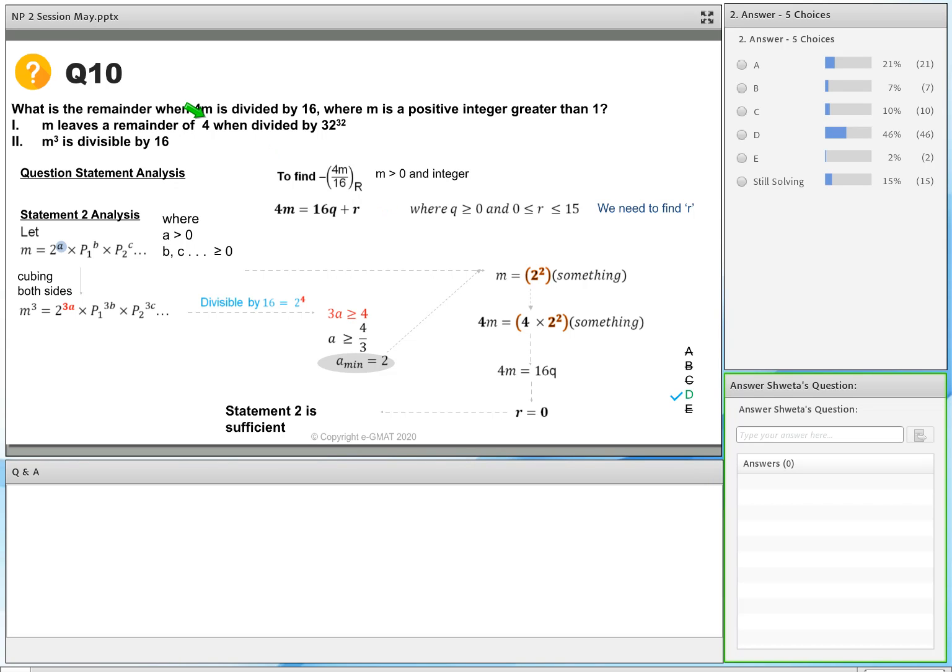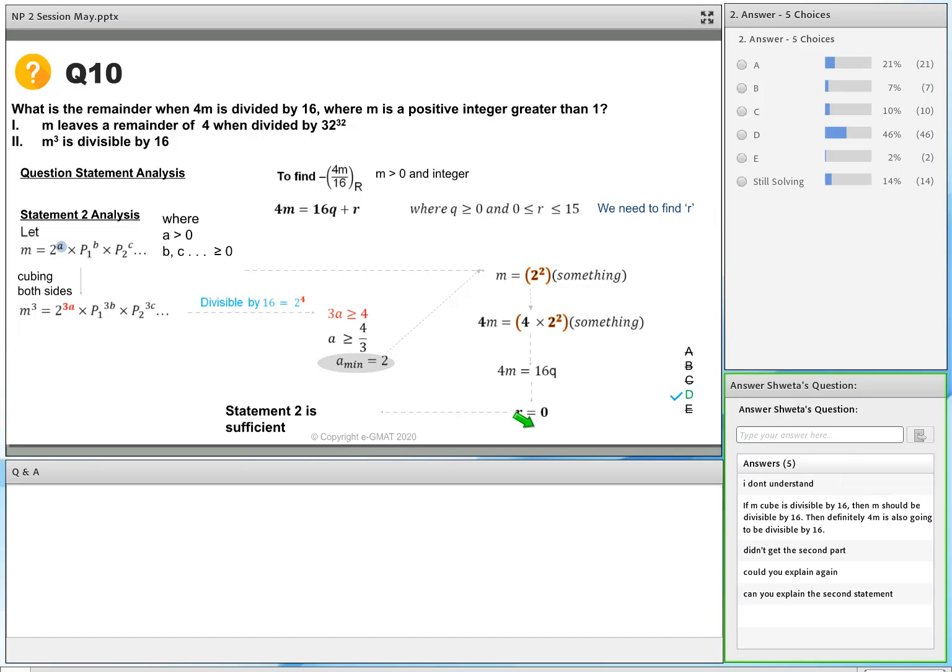You were interested in 4m, remember. So if m is 4 times something, 4m is 16 times something, no? So 4m is definitely divisible by 16. So the second statement as well is sufficient. Now tell me, all of you who marked A or C or E, what did you miss? M to the power 3 divisible by 16, then m should be divisible by 16. What? No. If m to the power 3 is divisible by 16, why does m have to be divisible by 16? Tell me the step that you did not understand.